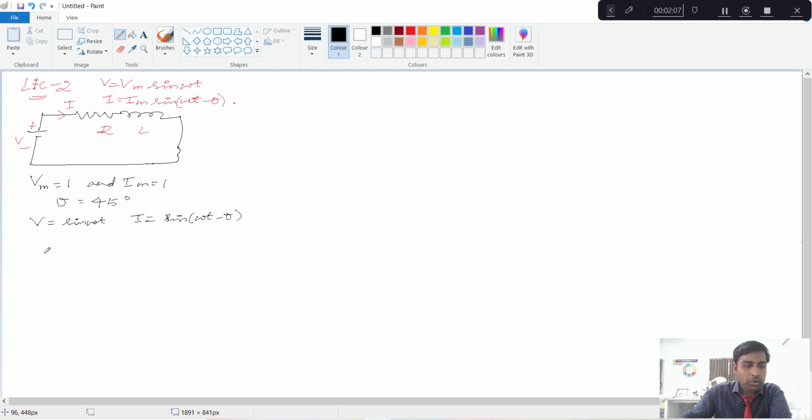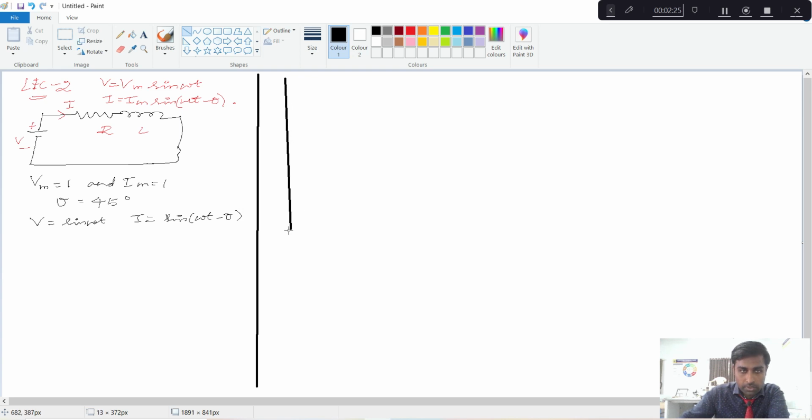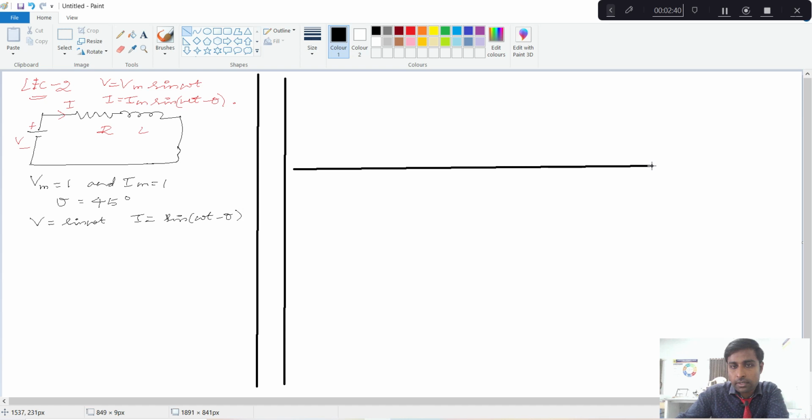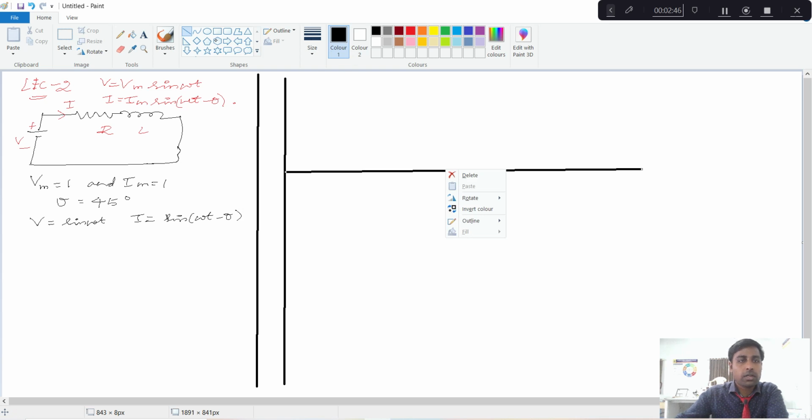So this is the expression. Now I'm going to plot the graph for V and I. I will take a lengthy part because I want to draw the graph fully. Okay, fine. Now I will mark the graph so that you can easily understand.